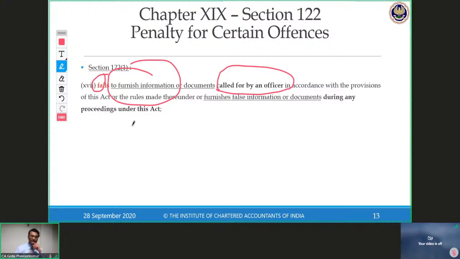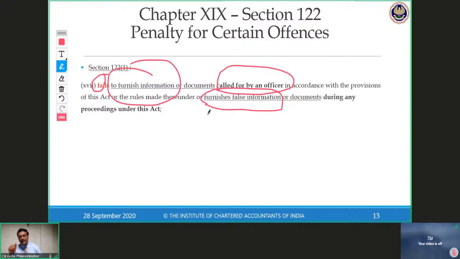It is an offence. What it says: fails to furnish information or documents called for in accordance with the provisions of this Act or rules made thereunder, or furnishes false information. Namesake, I have given some information without even checking what that information is, which is false information. I put this into bucket number 2, false information and documents.